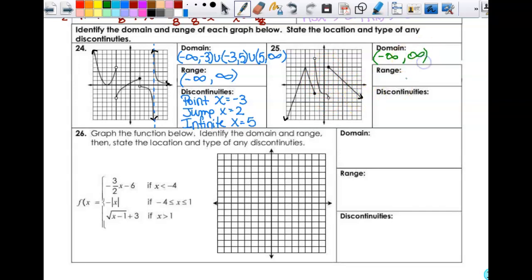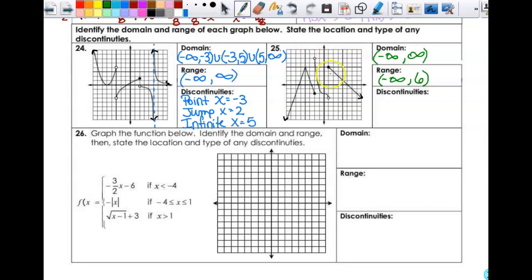My range, I start down here at negative infinity. As I look up, all of these y values are all good till I get to here. So that's it, 2, 4, 6. So I'm going to go from negative infinity to 6. That is open, so I do not include it.